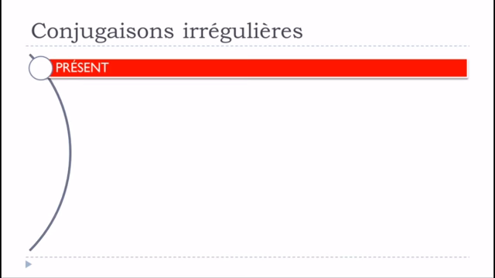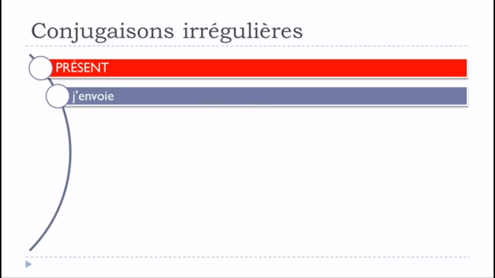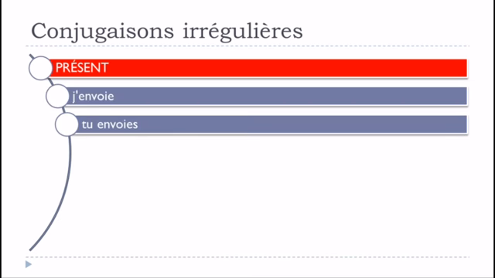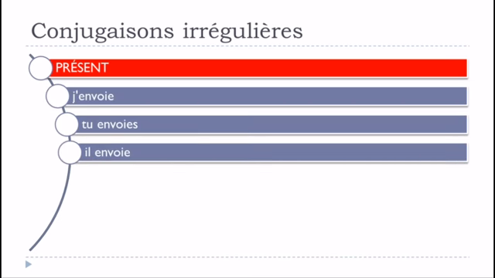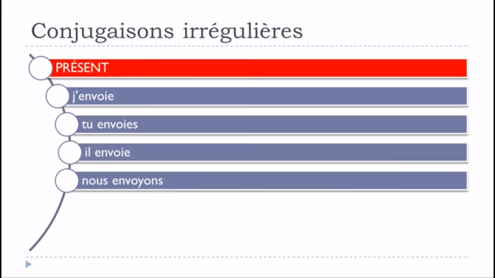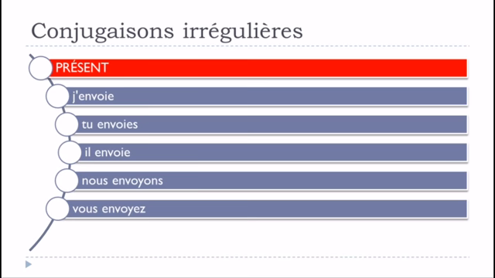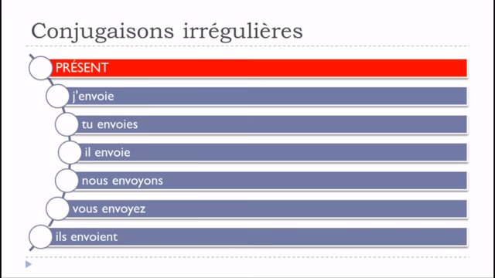So for the indicatif présent, it will go like j'envoie, tu envoies, il envoie, nous envoyons, vous envoyez, ils envoient. So you can see that here, here, here, and here it's a bit different than what it normally should be if we would respect the rule.